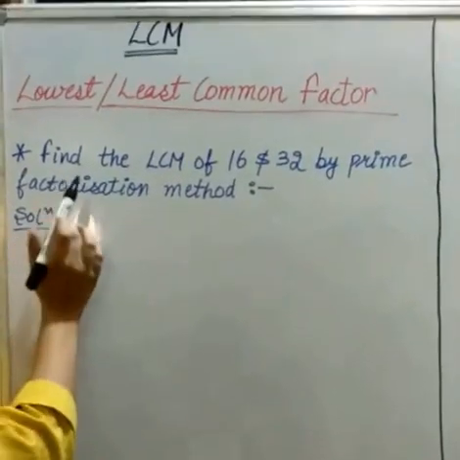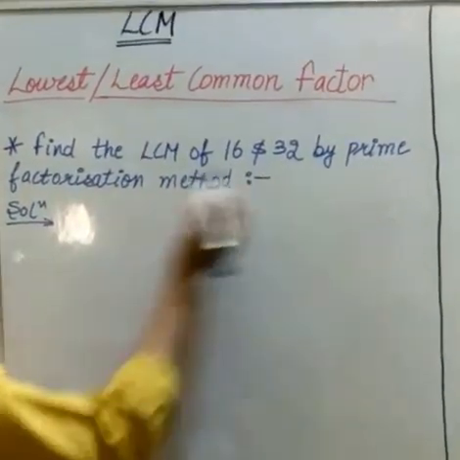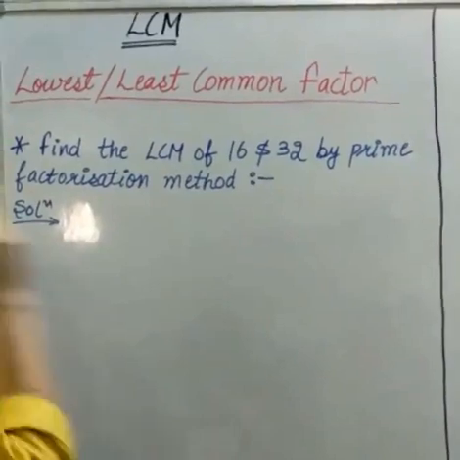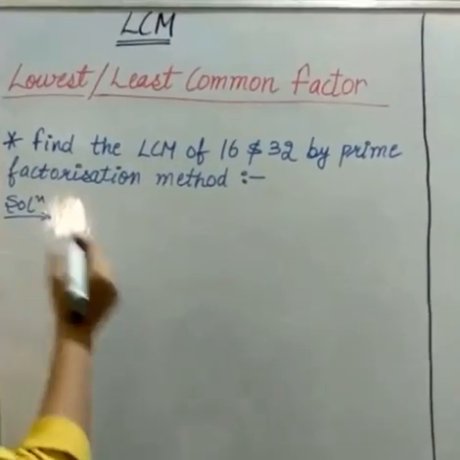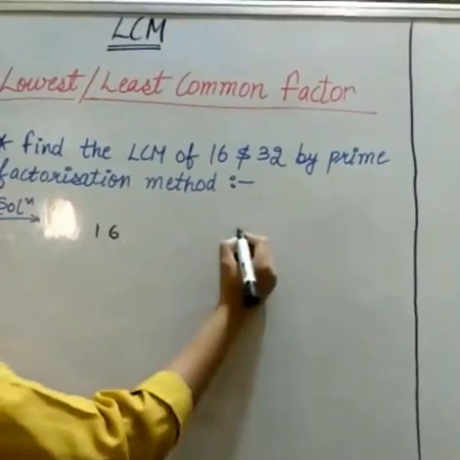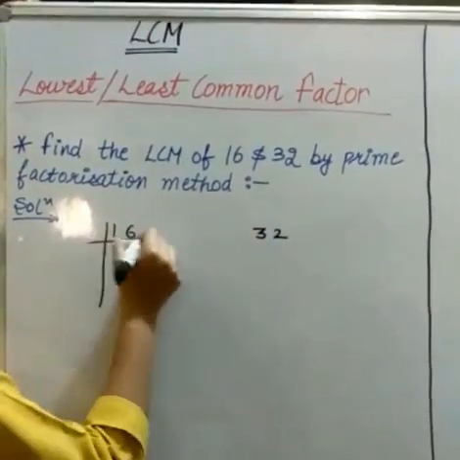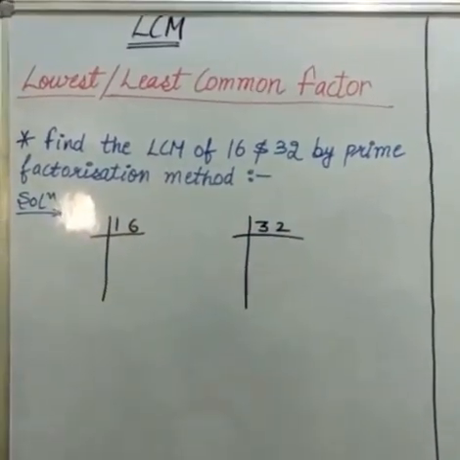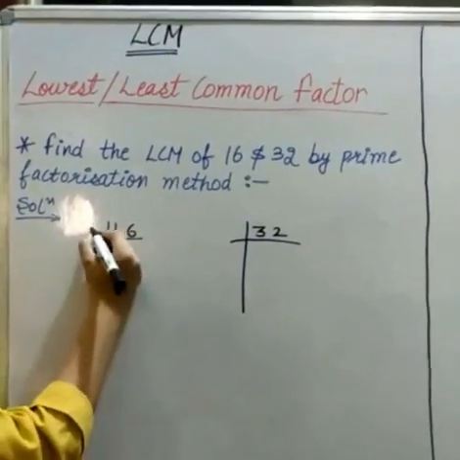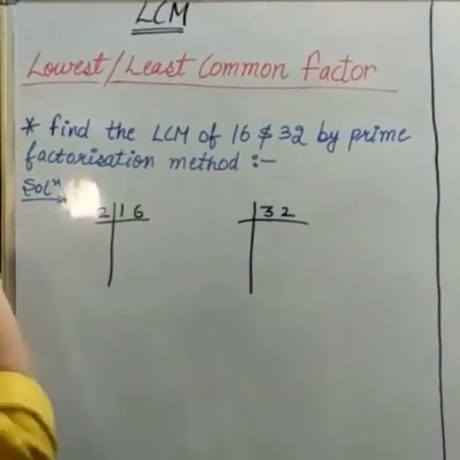So first question is find the LCM of 16 and 32 by prime factorization method. So we will find the LCM of these two numbers by the first method. So write 16 and 32 here and factorize these two numbers. Firstly, I will factorize 16. So, what will be the smallest prime number? 2, which divides 16.